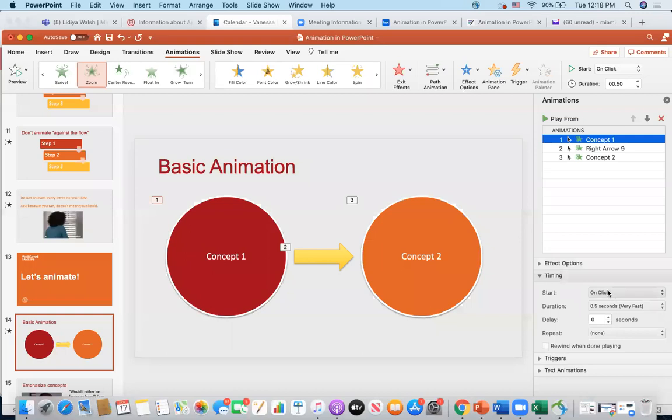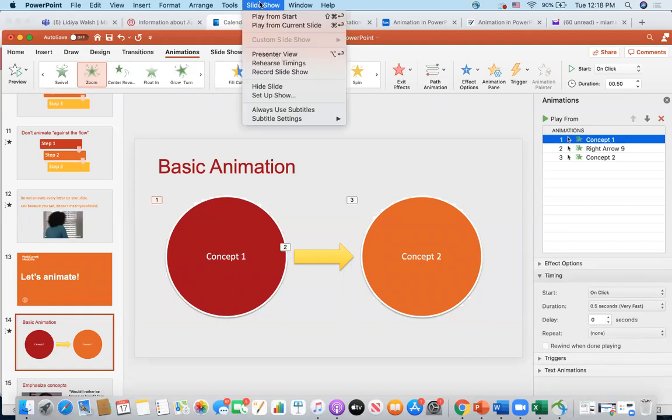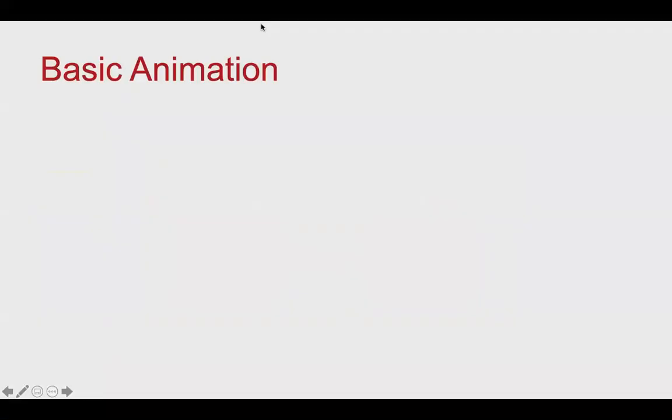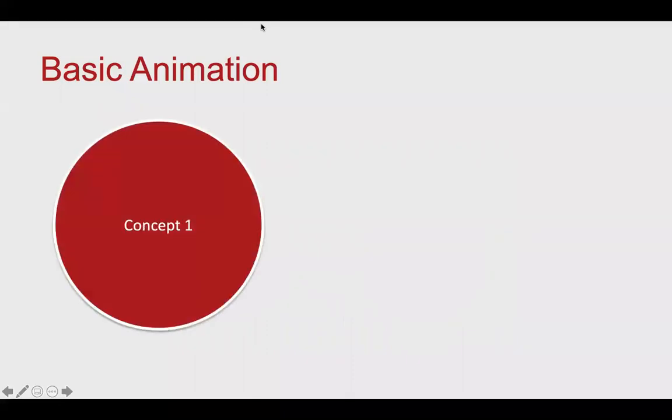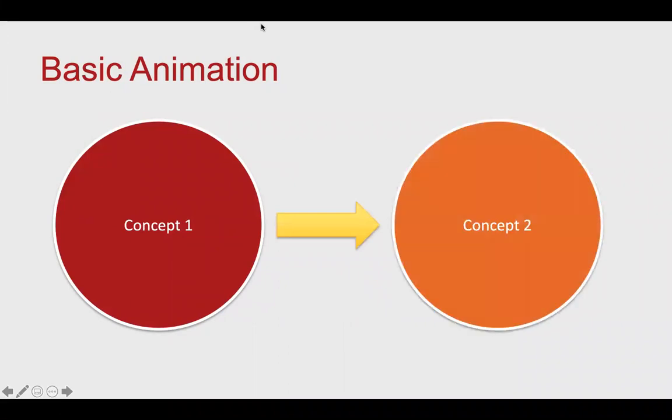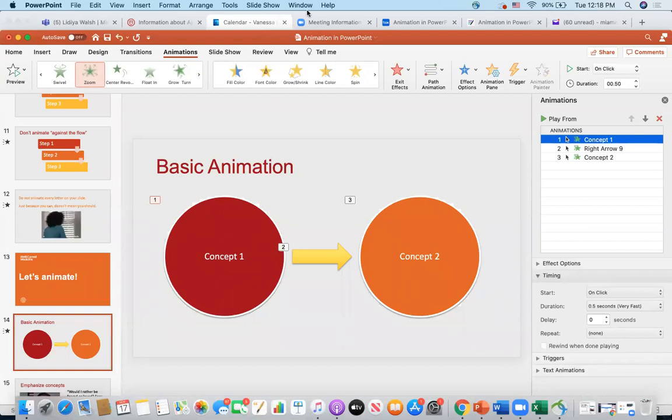Next, we have timing. Timing is really important. Usually animation defaults to on click, which means that this animation will show up when I click my mouse or even my space bar. So let me give you an idea of how that works. I'm going to put this in slideshow mode. If I was presenting this, I click my space bar, concept one shows up. I click my space bar again, the arrow shows up, and I click my space bar one more time and concept two shows up. So all of this is very manual.